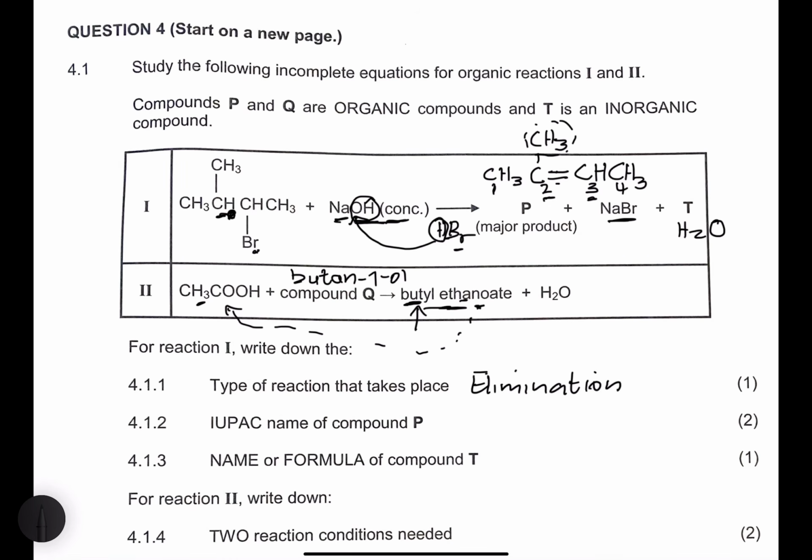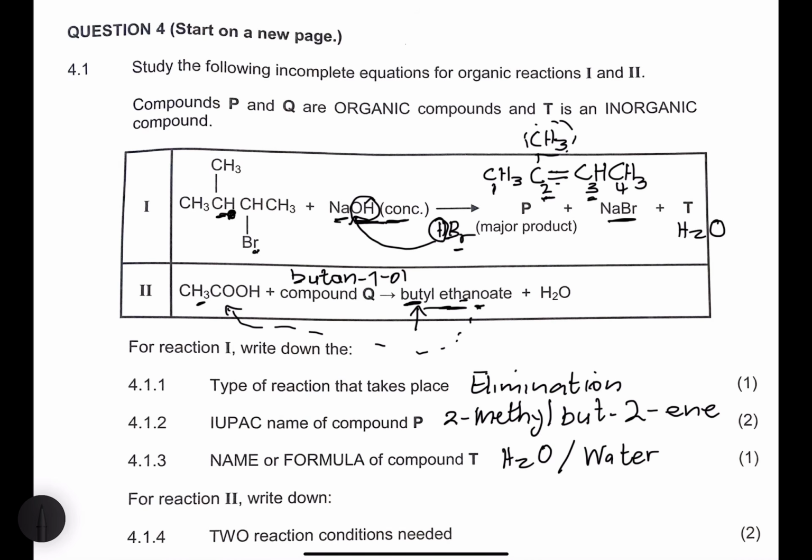Remember, between the two carbons, you always take the one with the smaller number. So this is going to be 2-methyl. Please remember that hyphen between the number and the letter. So that's 2-methylbut-2. Between carbon number 2 and 3, we take the smaller number. It's but-2-ene. All right, I hope that makes sense. Okay, so the next one, they ask for the name or formula of compound T. So you can say that's H2O, or you can just simply state it's water.